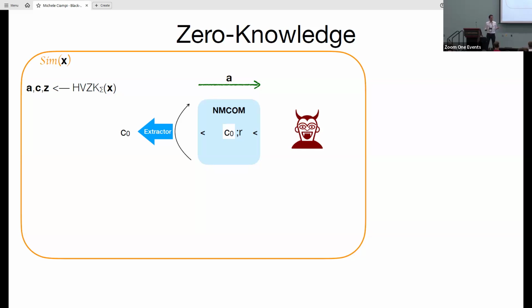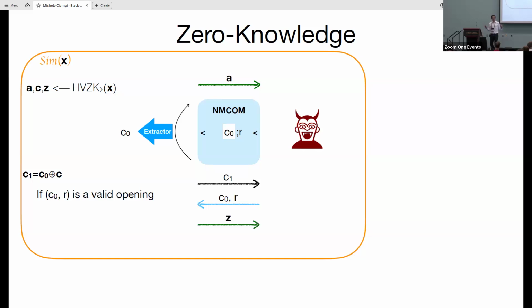And now we can cheat in the coin tossing in a very simple way. We just set C1 equal to C XOR C0, and we simulate the proof. All very simple, all very standard. So that's how the simulation works.